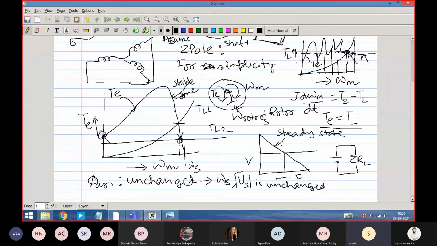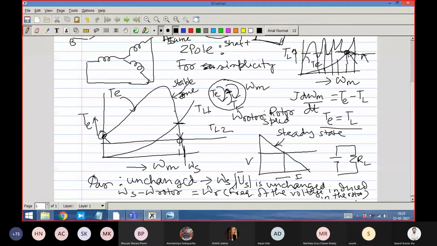Rotor speed. Therefore, I will define omega s minus omega rotor is equal to omega r. Omega r is the frequency of the voltage induced in the rotor. Is that okay? A voltage is induced. In the beginning, omega rotor is equal to 0. So omega s is equal to omega r.